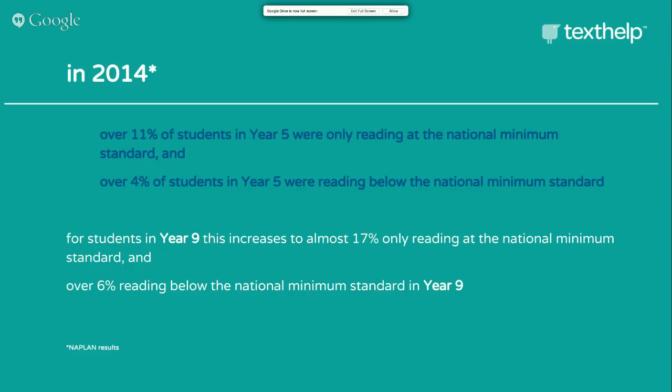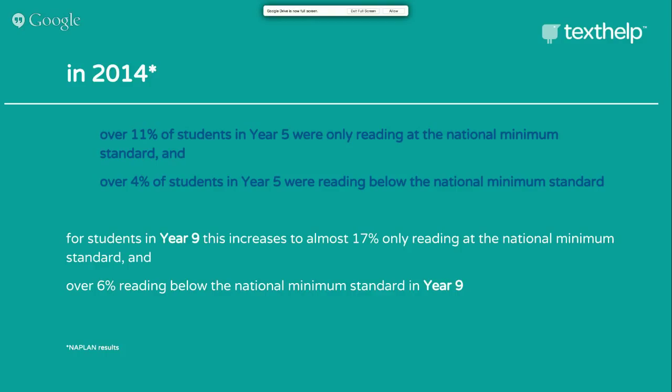Just looking at NAPLAN results, for instance, not that I would like to look at NAPLAN results, but if I did, I would notice that in year five across Australia, 11% of students are currently reading at the minimum national standard. 4% of kids are reading below the national minimum standard. You then get to year nine, that increases to 17% of students reading only at the minimum standard and 6% below. So what I'm saying is, there's a lot of kids in our classrooms who struggle. What can we do for them using Google Apps for Education as one platform to support their literacy?